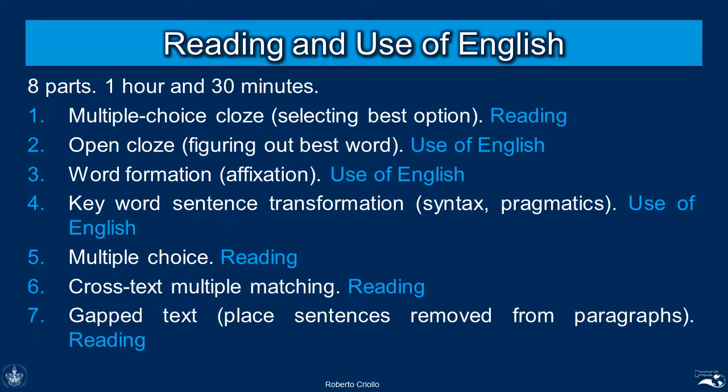Now part 7 is a gap text. There is a longer text that is just 1 page, and you need to find out the place of the sentences that have been removed in each paragraph. So each paragraph is missing a sentence. You have to find what corresponds, and this measures your reading ability.